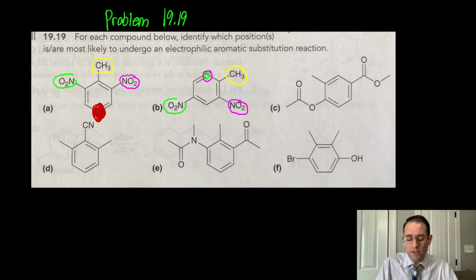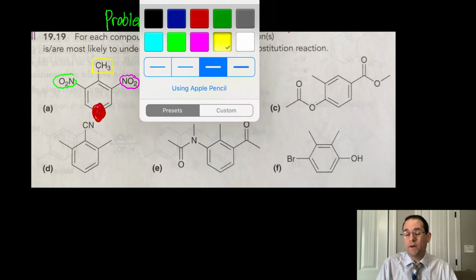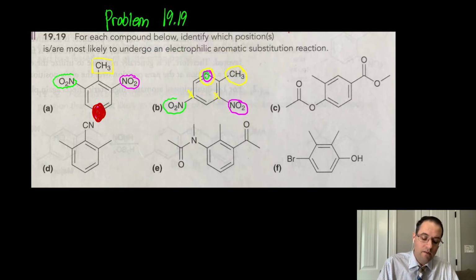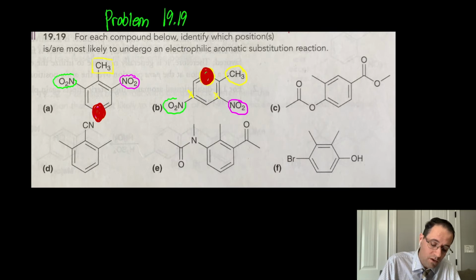In yellow, this is also an ortho para director, okay? Now the para position is blocked by this. This ortho position is blocked by the nitro. So the only position that's ortho to that group is right here, okay? So again, we have all 3 substituents directing to the same position located right here in red, okay?